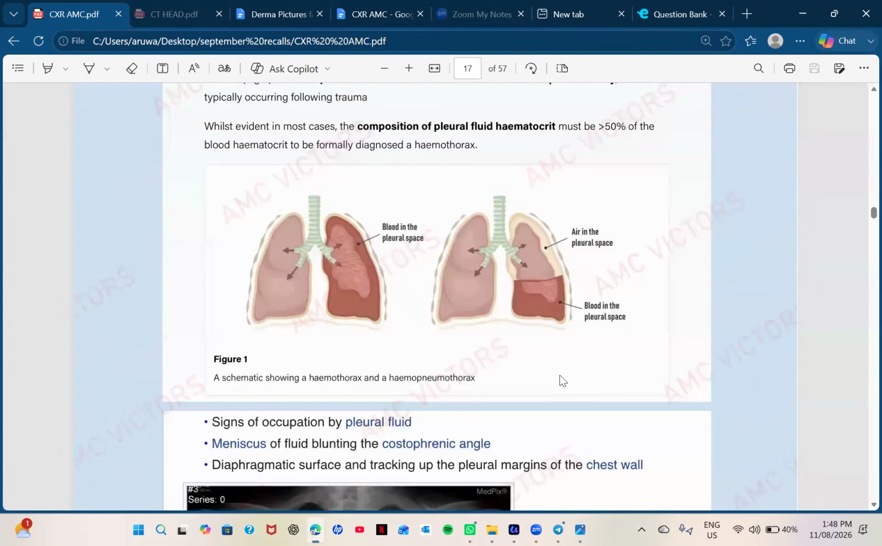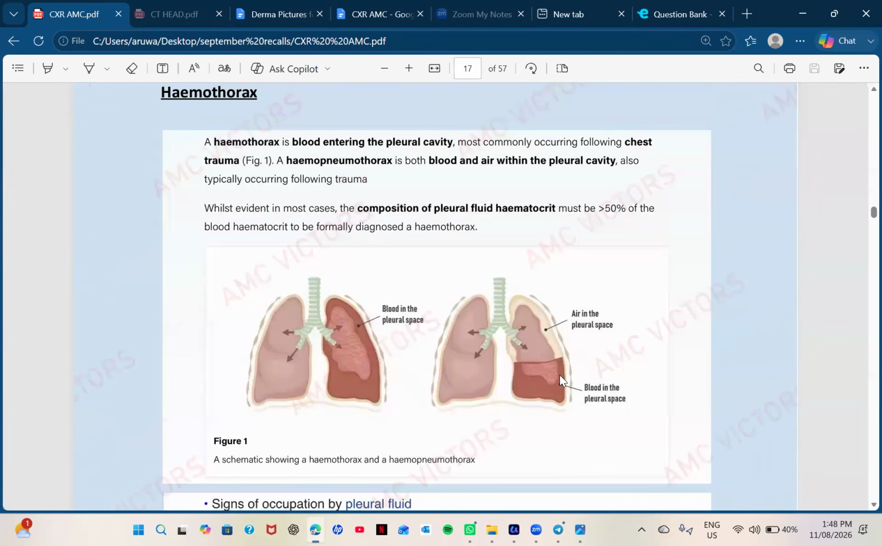Okay, let's go with the hemothorax. Hemothorax, you all know, right? Blood entered the pleural cavity, right? Most commonly after trauma, right? Especially road vehicle trauma, we are getting a lot of questions, right? And hemopneumothorax is the commonest presentation after trauma, okay? Not in all the cases.